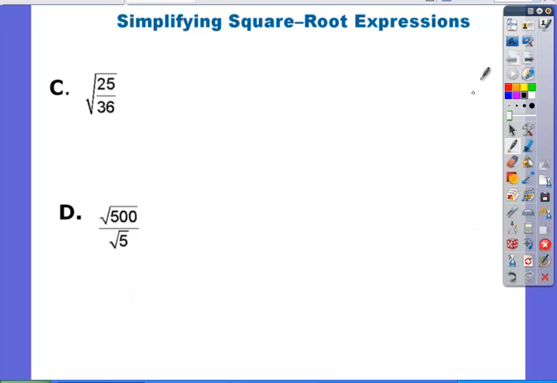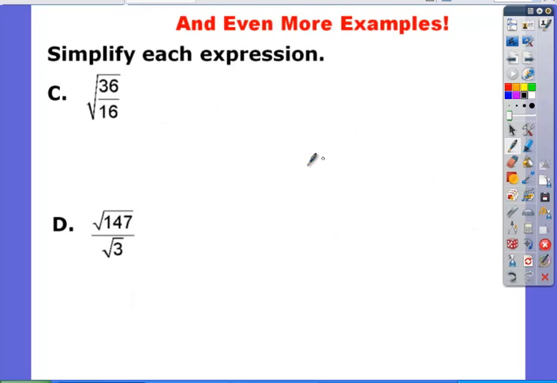Alright, so what I would like for you guys to do here at this point is go ahead and pause the video and attempt these two problems for yourself and see how good you are.